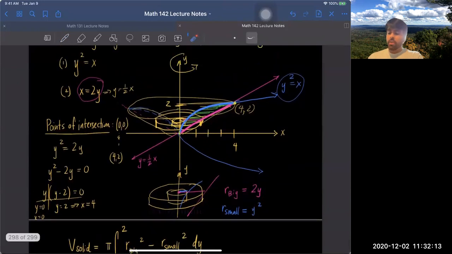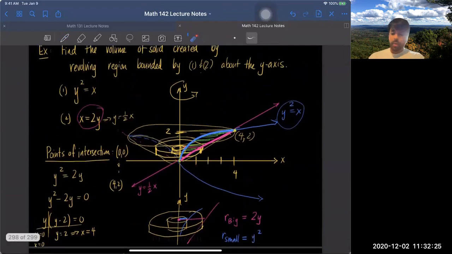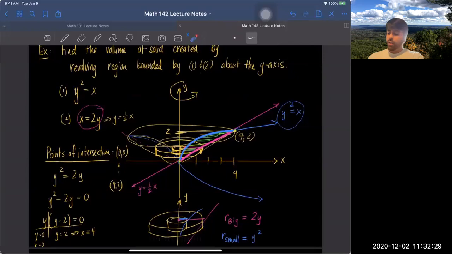And then how do we represent that radius? Well, we represent it as 2y because that's what it is. X equals 2y is exactly what this line is, but we're writing it with respect to y, not x. So we solve for x. We're already given that here. So x equals 2y. X is a function of y. So r is going to be a function of y, 2y.